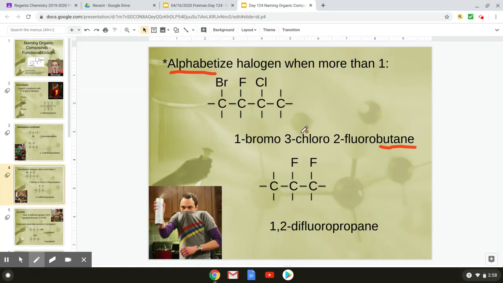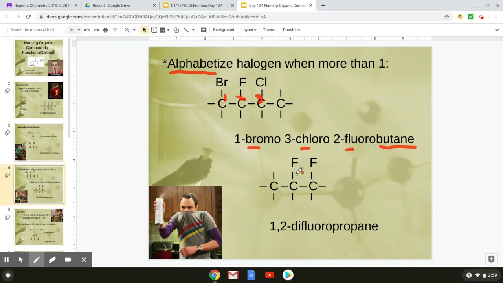What could attach? Well, if we're going in alphabetical order, the bromo comes before the chloro, which comes before the fluoro. So B before C before F. And we number them accordingly. We wouldn't start here because that has nothing on that carbon. So we start where's the first special thing. Then there's our second carbon and our third carbon. So this is 1-bromo, 3-chloro, 2-fluorobutane. So 1-bromo, 3-chloro, 2-fluorobutane.